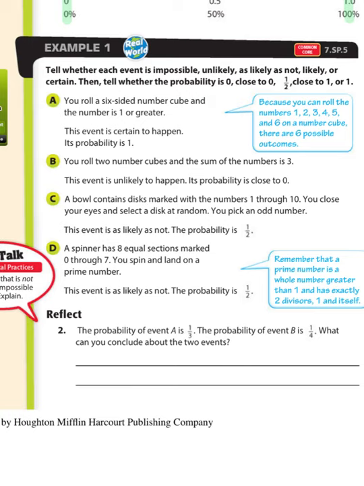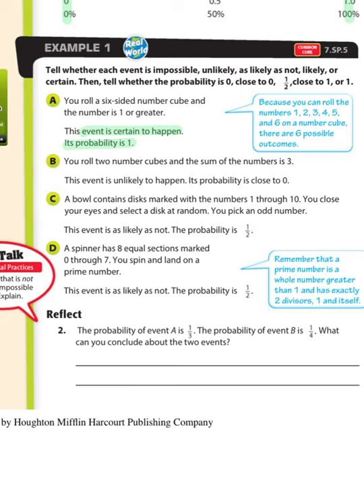All right, you roll a 6-sided number cube. The number is 1 or greater. Well, every number on a number cube is 1 or greater. So this event is certain to happen. The probability is 100%.